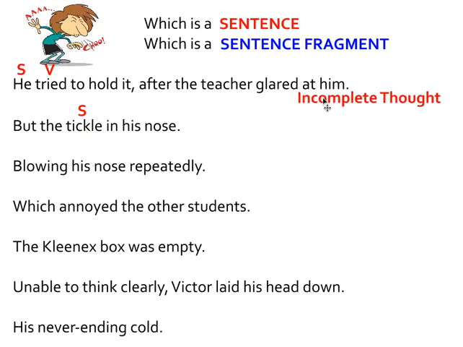So we're going to say the first one was an incomplete thought. The second one is missing a verb. Blowing his nose repeatedly. Well, we know that has a verb. Blowing is clearly our verb. But what is blowing? We don't know. It's missing a subject.